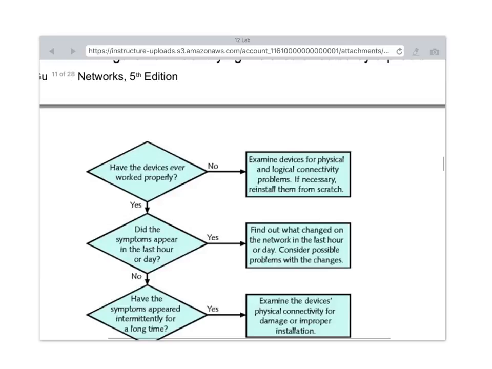If it says yes, it has worked before, did it work last night? Yeah, it worked at 5, and this is like 9 in the morning now. Okay, find out what changed. They kicked the Cat5 cable, tried to sit it back in there, and you go over.